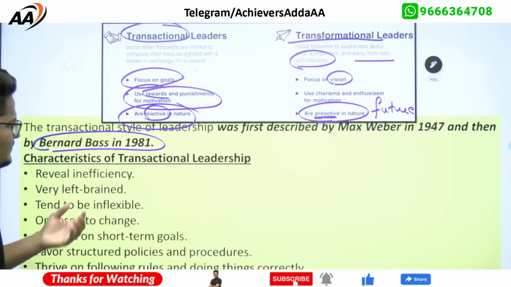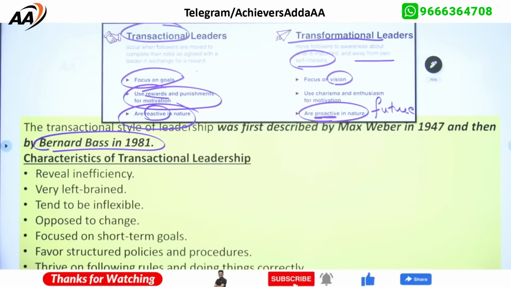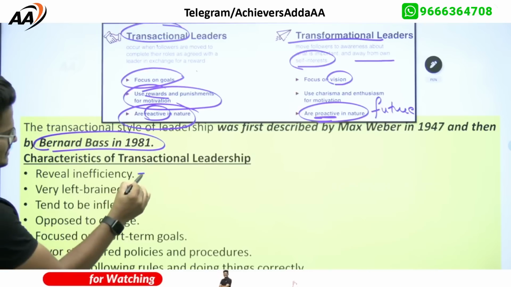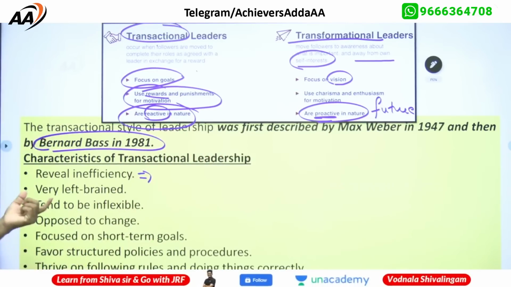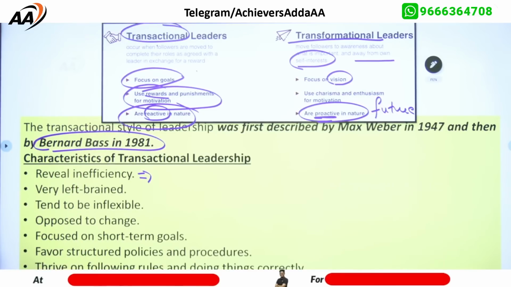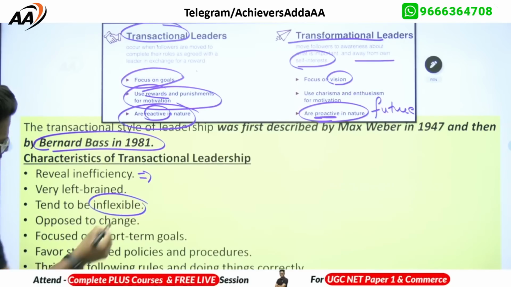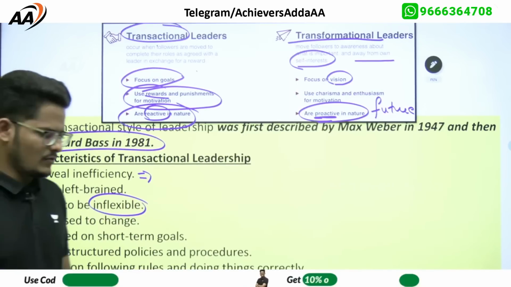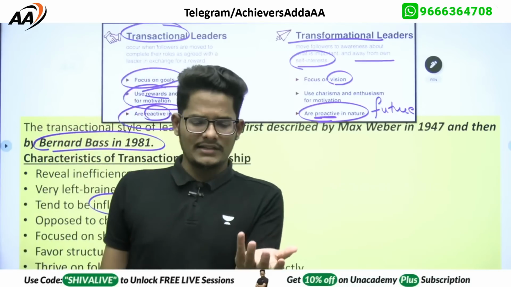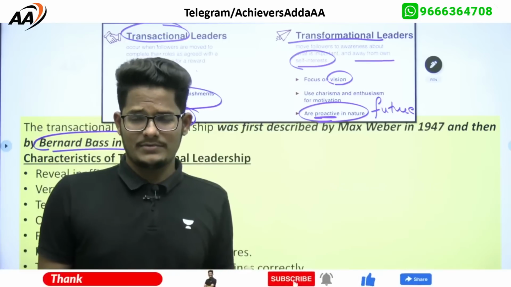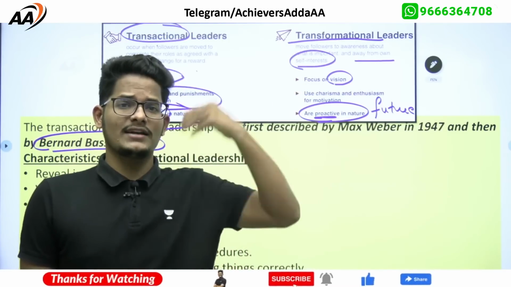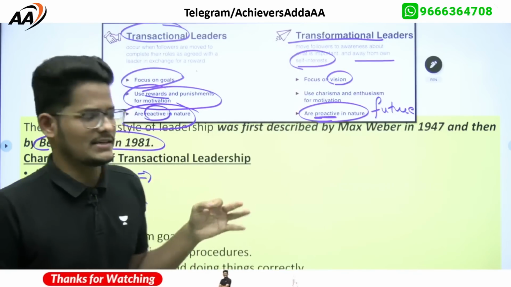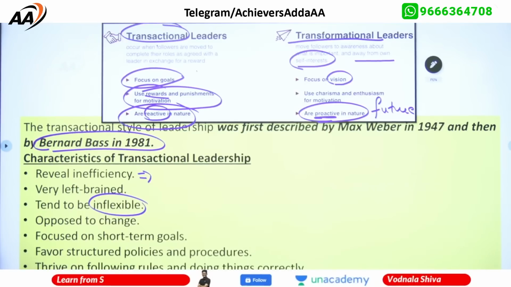Next, the characteristics of transactional leadership, which were given in the 2021 exam, reveal inefficiency. Yes, whoever is not performing well will get to know by announcing rewards and punishments. And very left brain, meaning one-sided thinking only, because they are reactive in nature. They tend to be inflexible also. They are not flexible with what the reward is. Flexible in the sense, everybody will try their best, but only some person will get the reward. So it is not flexible to change the rewards. Rewards are given and finalized by the leader, so that is not flexible to the followers.